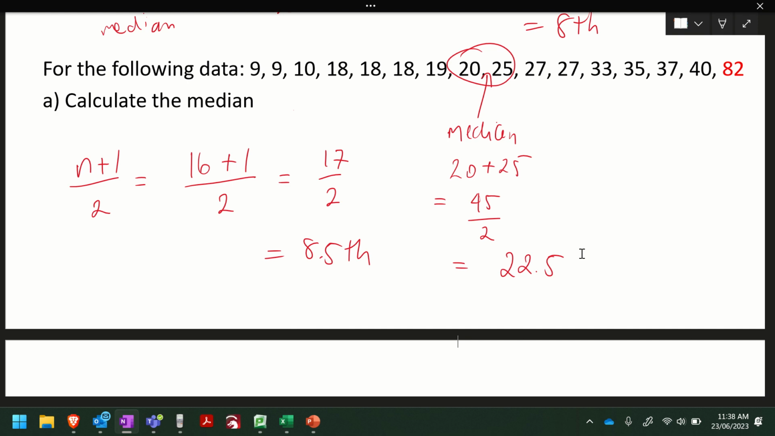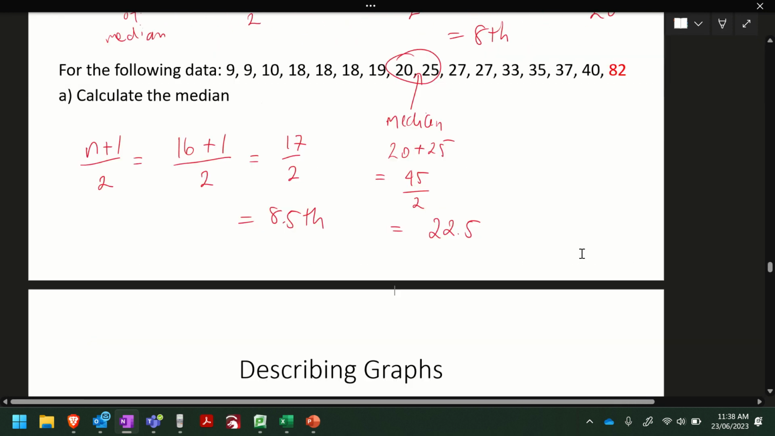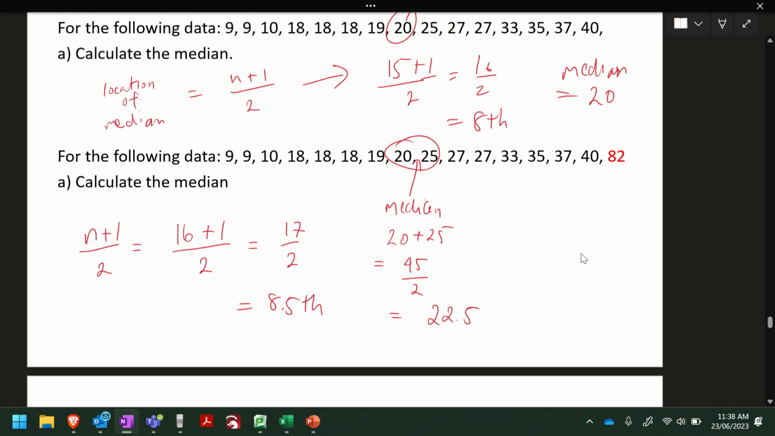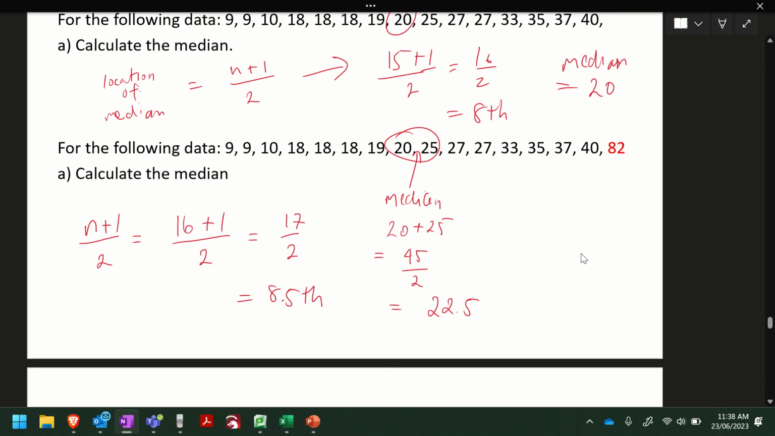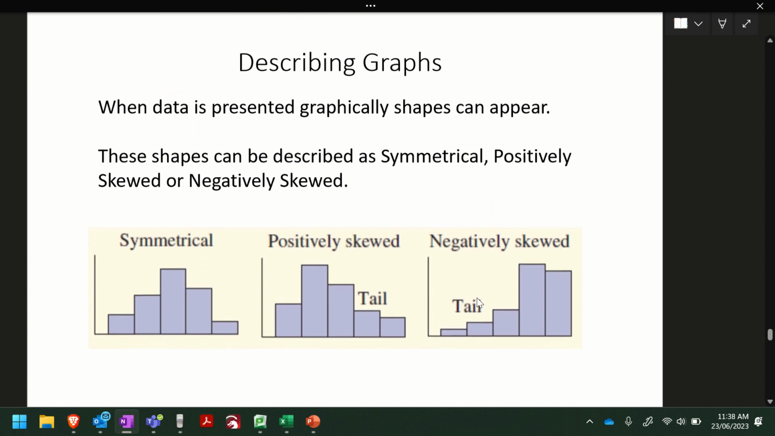Shall we keep going? We're nearly done. Last few things is just talking about measures of center with describing the shape of the graph. Okay. Next one. Let's keep going. So now we're going to talk about the shapes of your graphs.